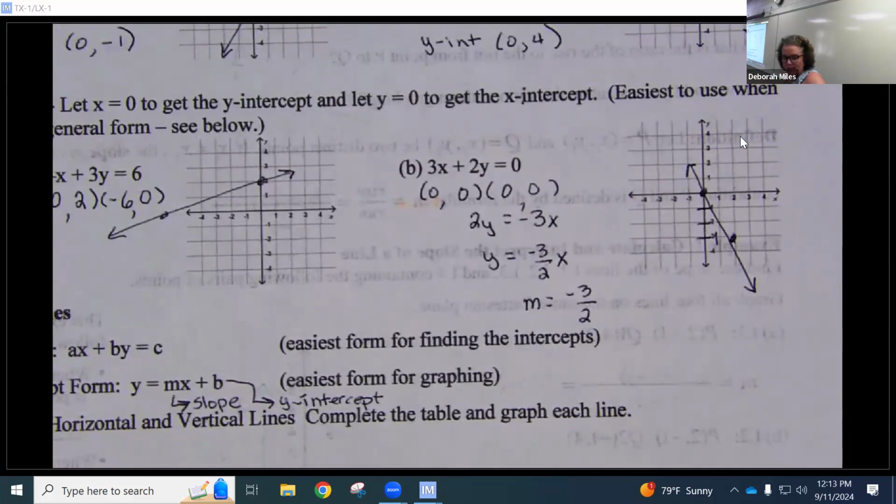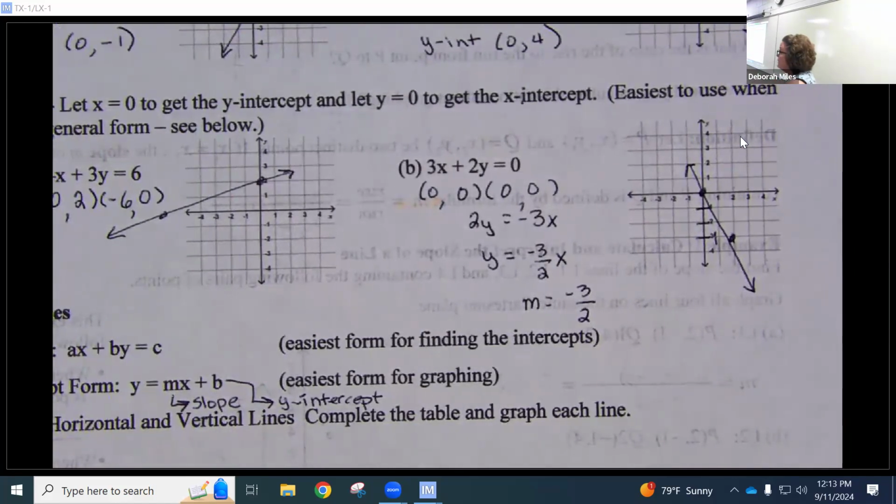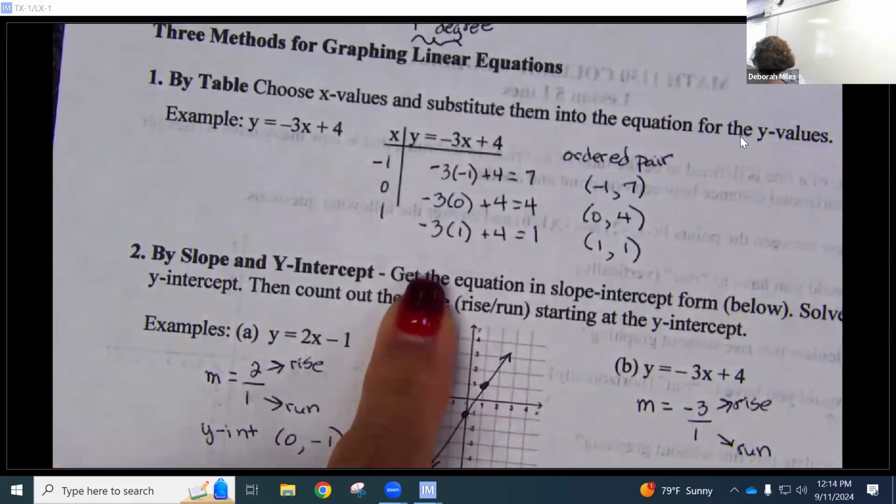When I have no idea what a graph's going to look like, this is how we started lesson 3. That had the library of functions. I played like I didn't know what any of them was going to look like, and I made an XY table for all of them. But that's not the fastest way.